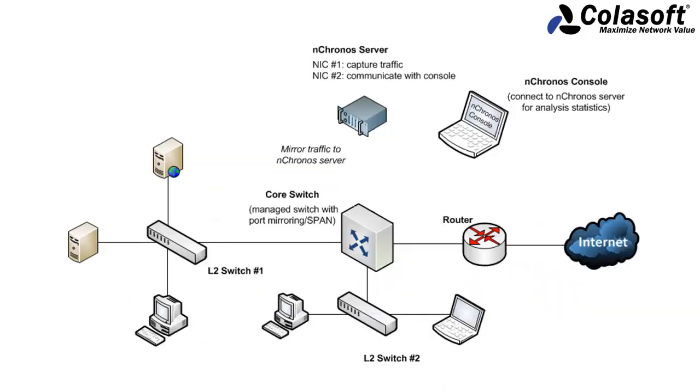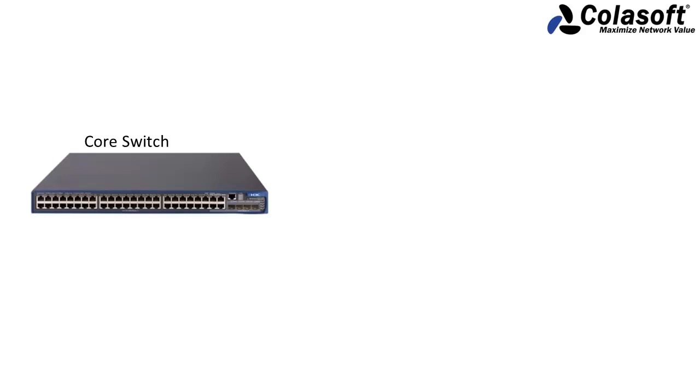Here's a simplified view of this deployment for nchronos. This is the core switch. We mirror the traffic to a mirror port and then connect the mirror port to the capture interface on the nchronos server. Now we connect the management interface on the nchronos server to another LAN interface for communicating with the nchronos console.